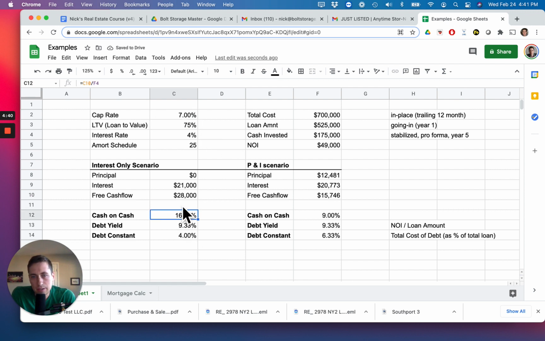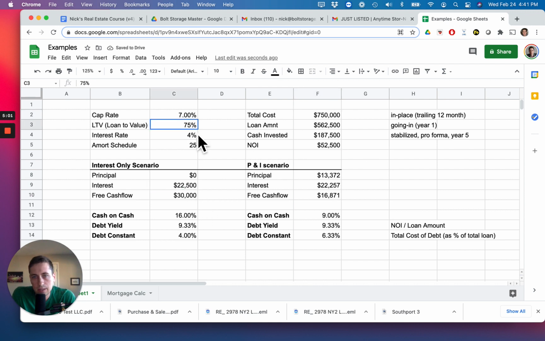All right, our cash on cash yield: obviously our net operating income goes down $49,000, and our interest expense stays the same. Our free cash flow goes down to $28,000. Our cash on cash is 16%. Not too bad. Now let's say the total cost instead of $700,000 is $750,000 because we have some closing costs.